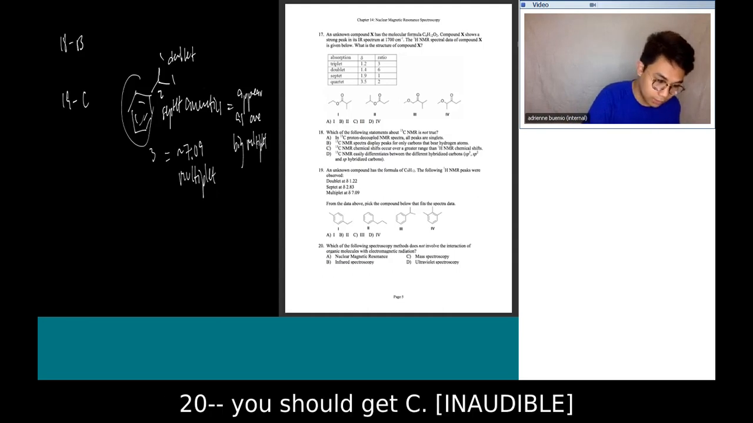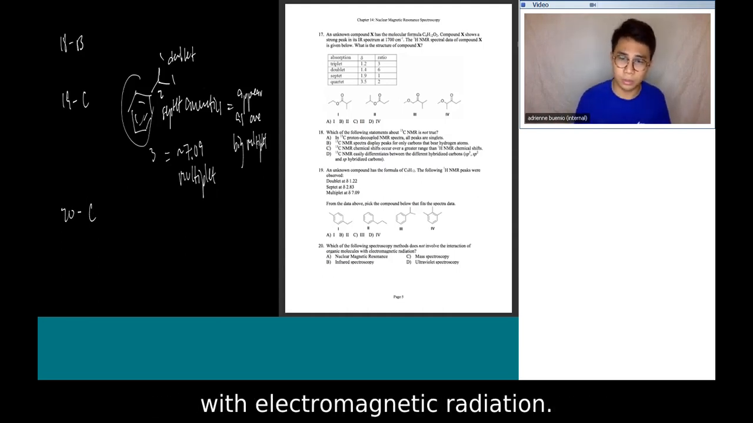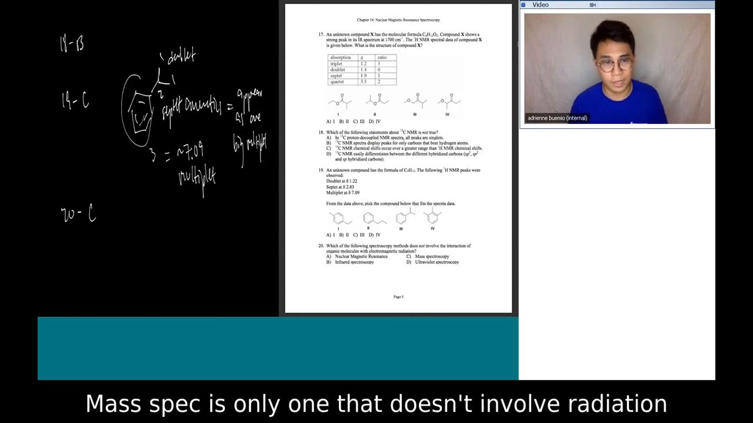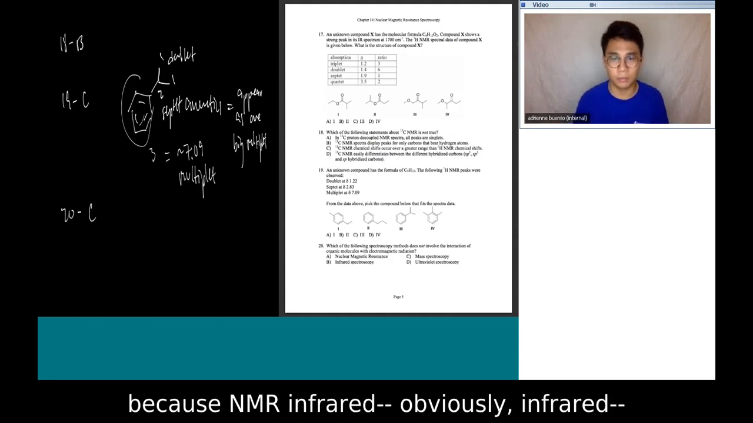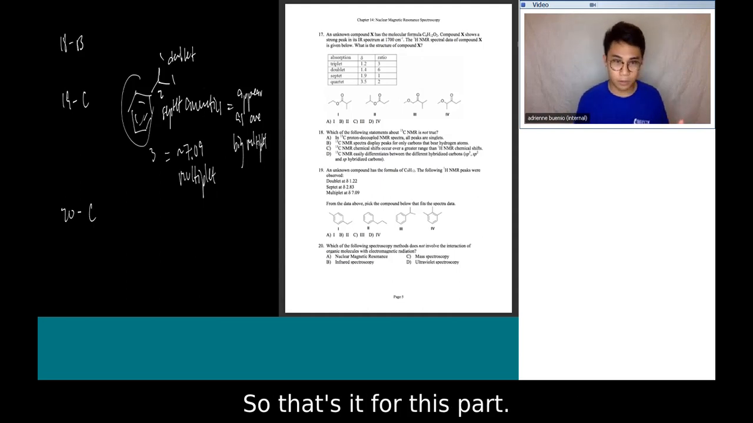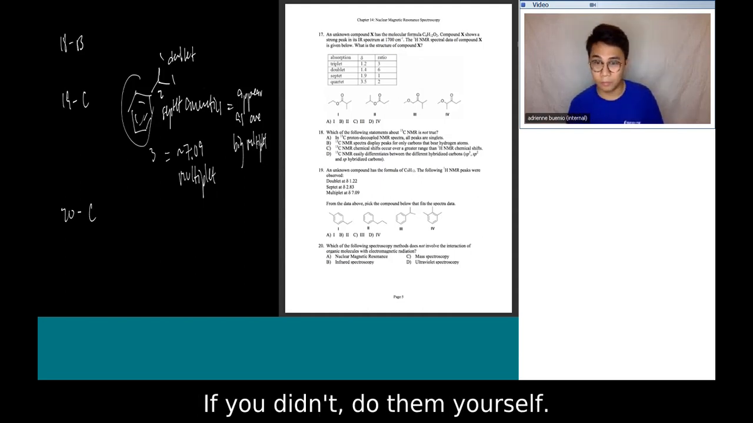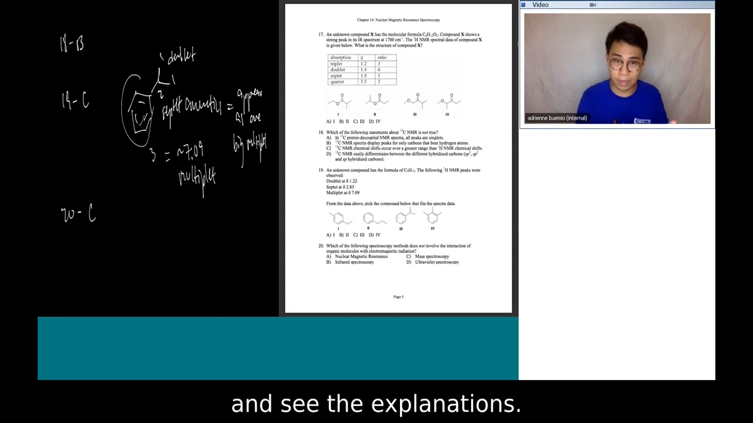Okay. 20, you should get C, which is: the following spectroscopy methods does not involve the interaction of organic molecules with electromagnetic radiation. Mass spec is the only one that doesn't involve irradiation, right? Because NMR, infrared, obviously infrared, UV spectroscopy, and nuclear uses radio waves, right? So that's it for this part. We did the questions. Hopefully you stuck around. If you didn't, do them yourself. And if you have any questions, come back and see the explanations.